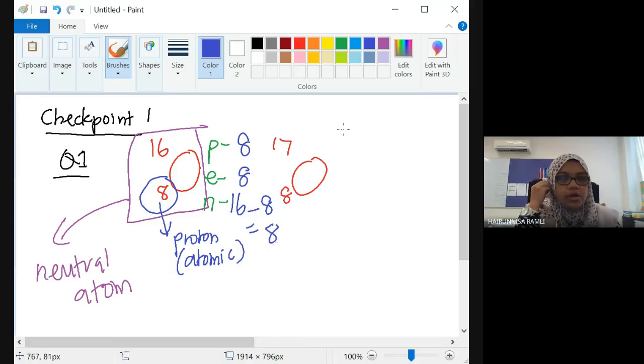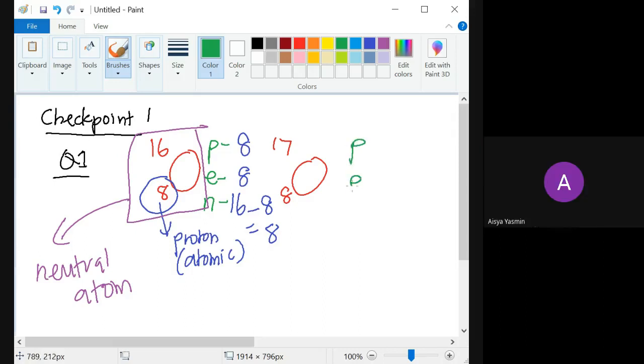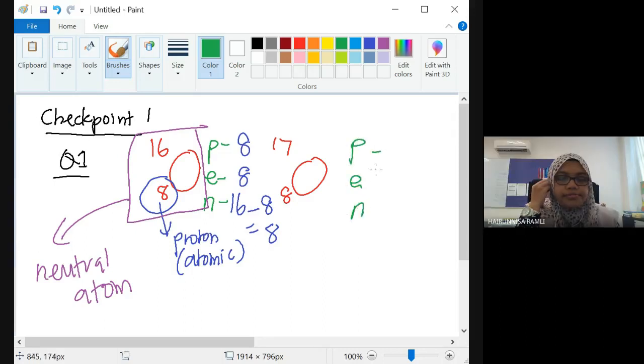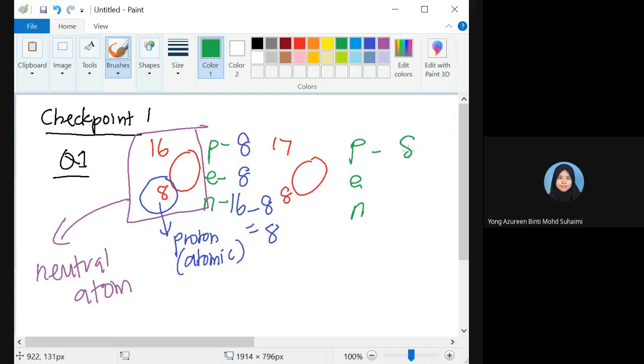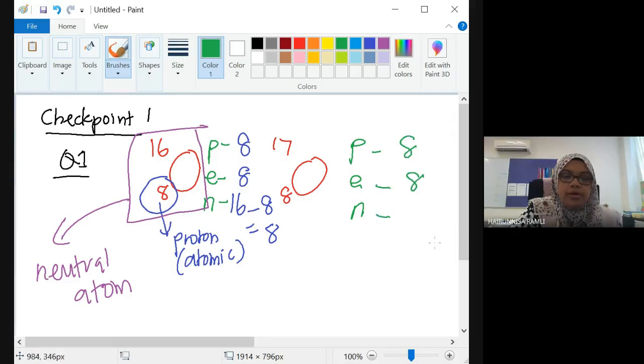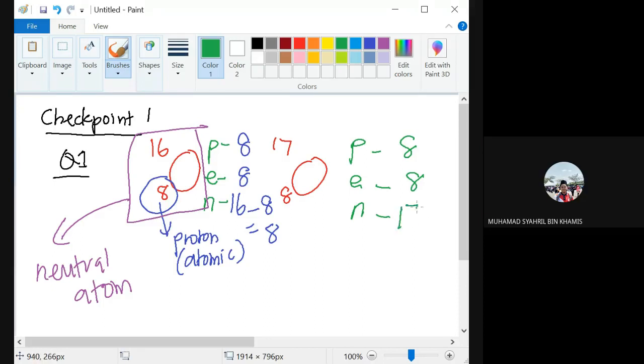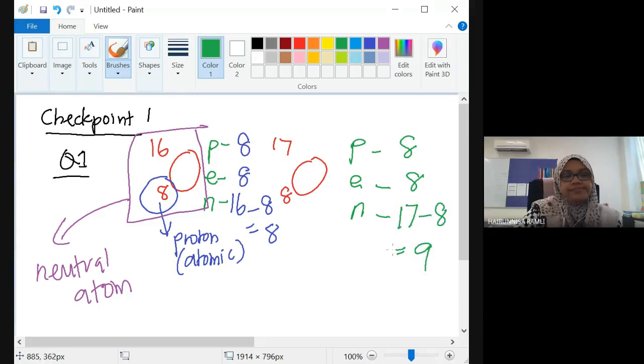So how about this one? Oxygen 17, 8: proton is 8. Electron is also 8. But now neutron: 17 minus 8 is equal to 9. Okay. So, question number two.